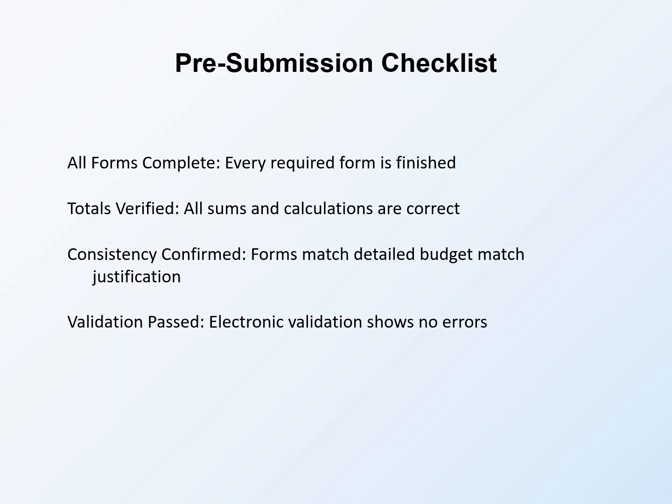Validation passed confirms electronic validation shows no errors. Run validation tools provided by Grants.gov or agency systems. Address any warnings or errors before submission. Validation catches many common problems automatically, but you must actually run it and respond to results.